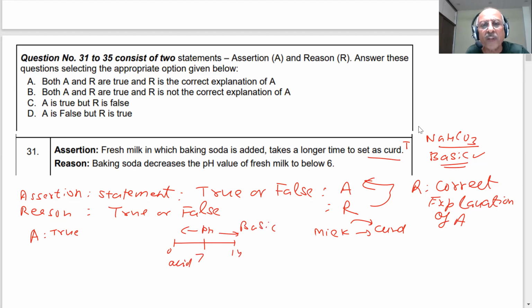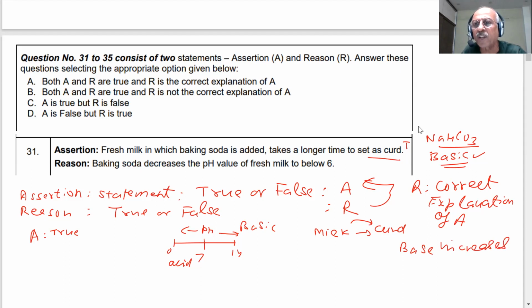Now what is it saying? If you add a base, what will happen? Will it decrease the pH, meaning more acidic? No, that is not correct. Below 6 is not correct because it is a base. Base will increase the pH. Base increases pH, student, not decreases pH.